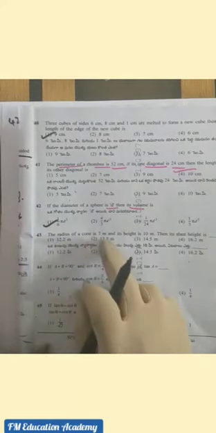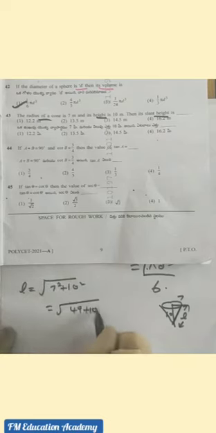43rd question. The radius of a cone is 7 meter and its height is 10 meter. Then what is the slant height? Very easy, right? Radius is given and height is given. We know that in a cone, whenever radius and height are given, we can easily find out slant height. The radius given to us is 7, and the height given to us is 10. So slant height L is equals to root of 7 square plus 10 square, that is equals to root of 49 plus 100, that is equals to root of 149.